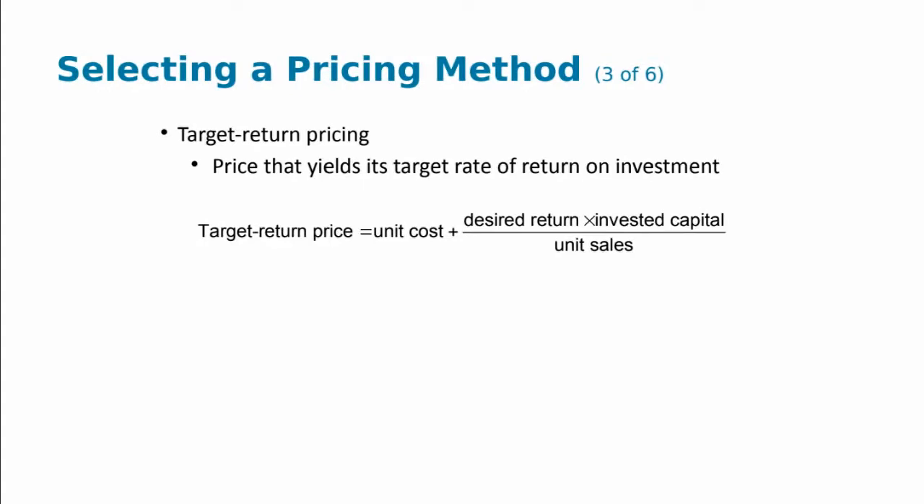In target return pricing, the firm determines the price that yields its target rate of return on investment. Public utilities, which need to make a fair return on investment, often use this method. Suppose the toaster manufacturer has invested $1 million in the business and wants to set a price to earn a 20% return on investment, specifically $200,000. A target return price of $20 is calculated by the formula on this slide.